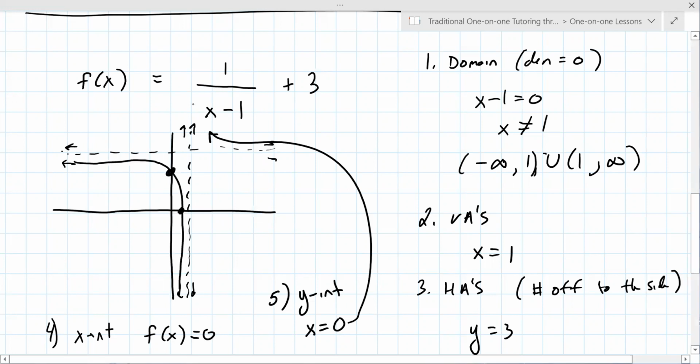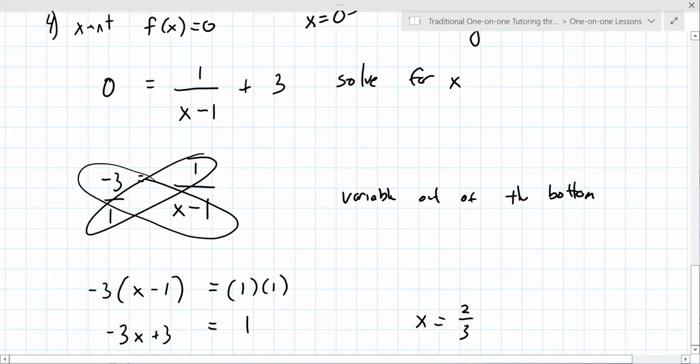And you can start connecting the graph here. Okay, so let me give you one to try. I'm just going to have you find the x-intercept and the y-intercept of these. So let me give you one. Let's say f of x equals -2 over x minus 3 plus 5.